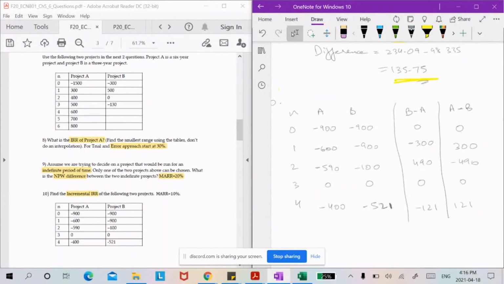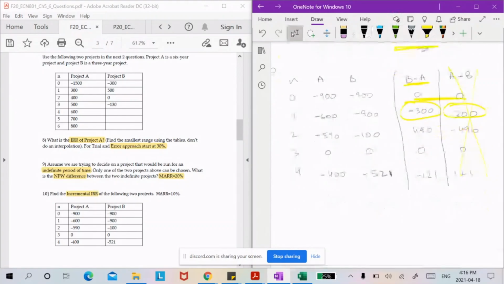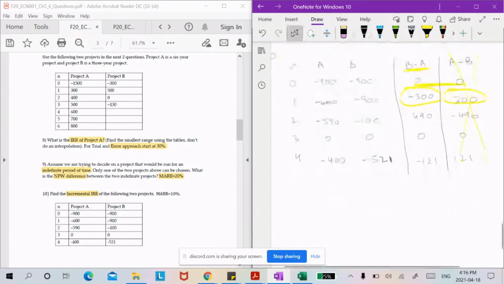Another thing about incremental IRR is that you need to make sure that your first non-zero value is going to be a negative. In this case, both the first periods are 0, so it doesn't matter. In the second period, it's negative 300 here and 300 here. So because of that, we cannot choose A minus B. We've got to choose B minus A because the first one needs to be negative. Okay. So we took B minus A. Now we need to find the IRR for B minus A.